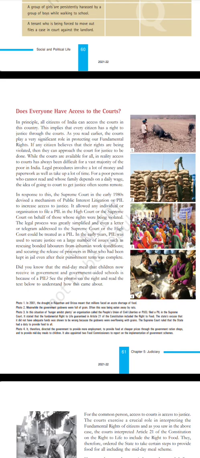It allowed any individual or organization to file a PIL in the High Court or the Supreme Court on behalf of those whose rights were being violated. The legal process was greatly simplified, and even a letter or telegram addressed to the Supreme Court or the High Court could be treated as a PIL. In the early years, PIL was used to secure justice on a large number of issues, such as rescuing bonded laborers from inhuman work conditions and securing the release of prisoners in Bihar who had been kept in jail even after their punishment term was complete.